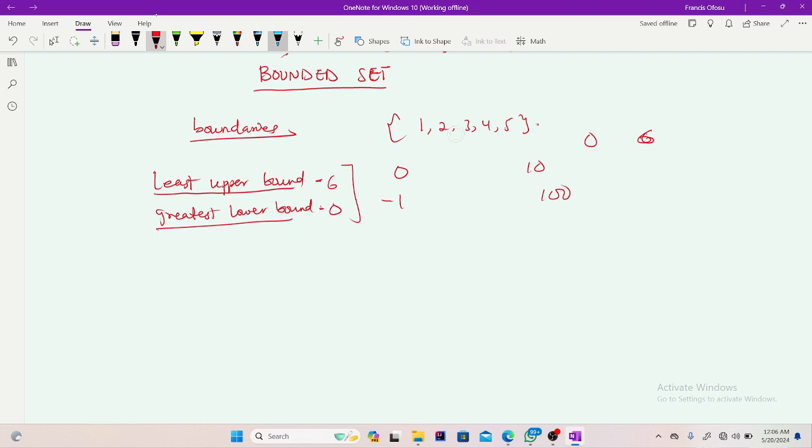Yes. So that's boundaries. If we're able to create boundaries, if we're able to select a number so that our set does not exceed it, then you see that set is bounded.